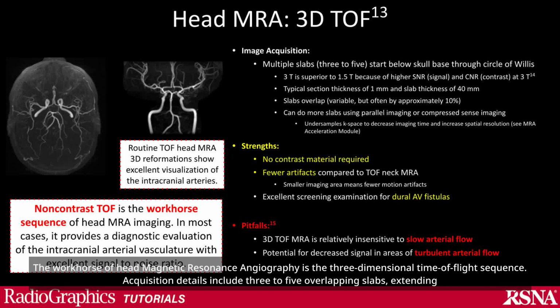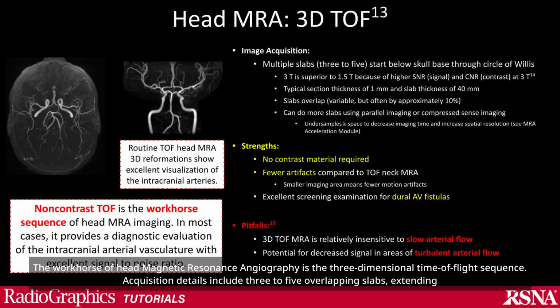The workhorse of head magnetic resonance angiography is the 3-dimensional time-of-flight sequence. Acquisition details include 3 to 5 overlapping slabs, extending from below the skull base through the circle of Willis. Section thickness is typically 1 millimeter, with slabs about 40 millimeters each overlapping by roughly 10%. Parallel imaging or compressed sensing can be employed to shorten acquisition time and increase spatial resolution.